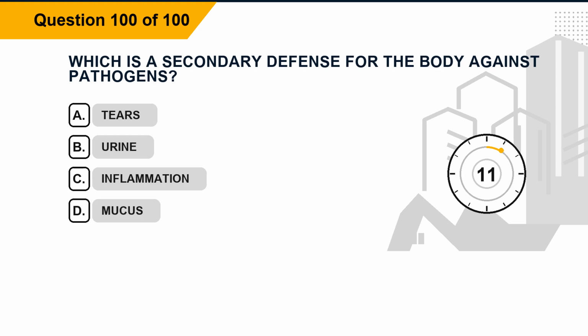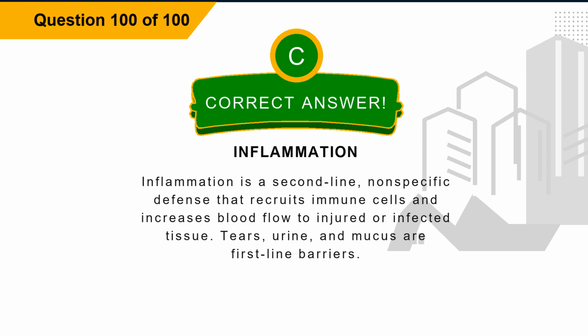Question 100. Which is a secondary defense for the body against pathogens? Option A, tears. Option B, urine. Option C, inflammation. Option D, mucus. The correct answer is option C, inflammation. Explanation. Inflammation is a second-line, nonspecific defense that recruits immune cells and increases blood flow to injured or infected tissue. Tears, urine, and mucus are first-line barriers.